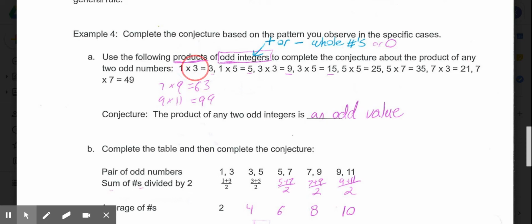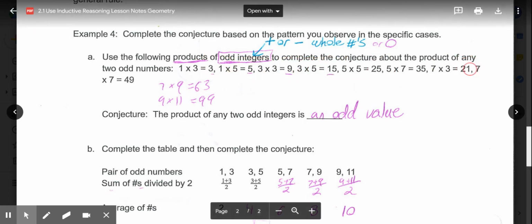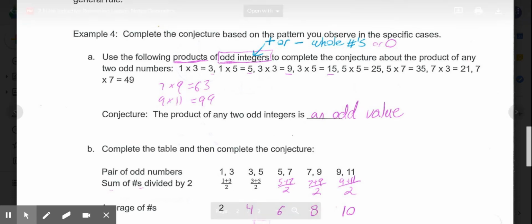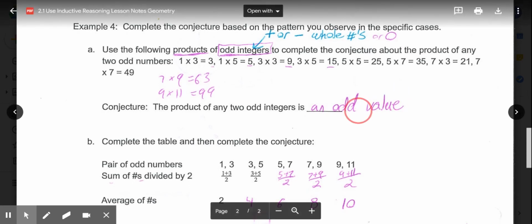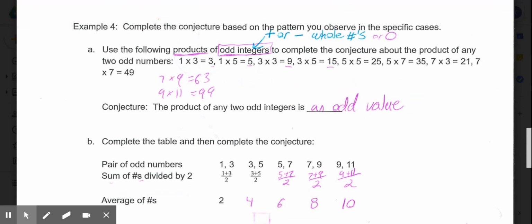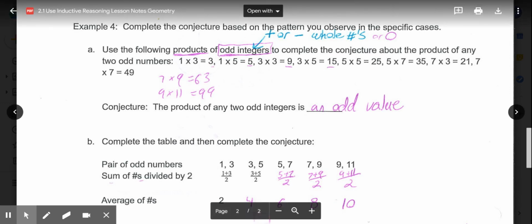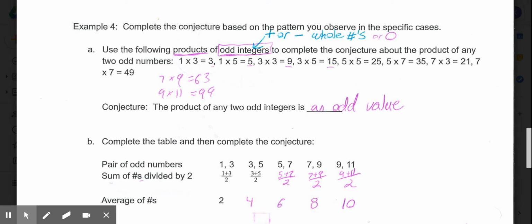So what I'm noticing is every time that I'm finding the product of odd integers, my final product is also an odd value. Every answer that they've gotten so far was an odd. So the conjecture for that scenario is that the product of any two odd integers is an odd value. So based on what they gave me as examples, two odds give me the product, which is also odd.